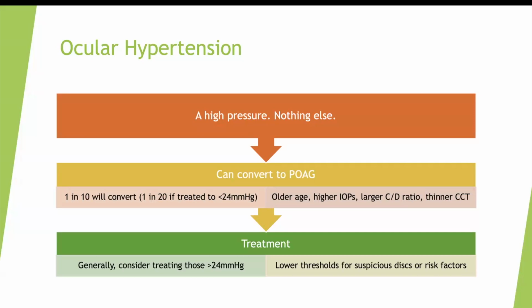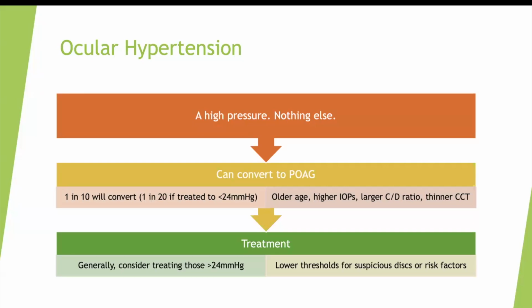Depending on where you work, that might be different. And those thresholds will be lower if you have suspicious discs or risk factors exist, and that can be as low as 21. So what I mean by that is, as long as the pressure is above 21, you may treat despite no evidence of glaucoma if there is evidence of risk factors. But for those who are otherwise completely risk-free, no family history, nothing at all other than a bit of high pressure, you may consider only treating them if their pressures go above 24.